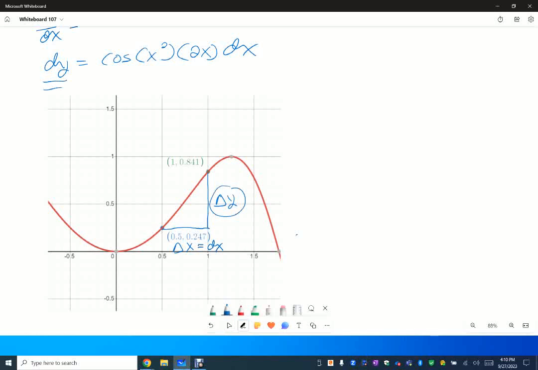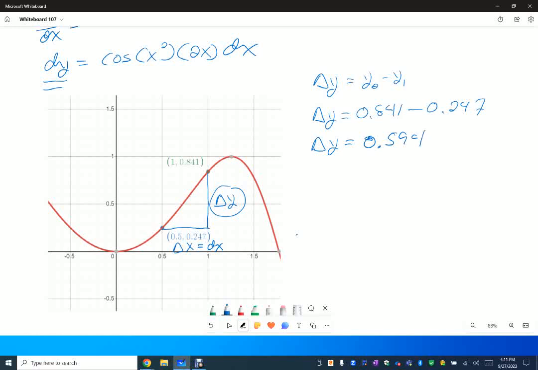Now, delta y is very easy to calculate. It's simply y2 minus y1, and we have those numbers. y2 is 0.841 minus y1, which is 0.247. Let me grab my calculator. And we get delta y is 0.594.